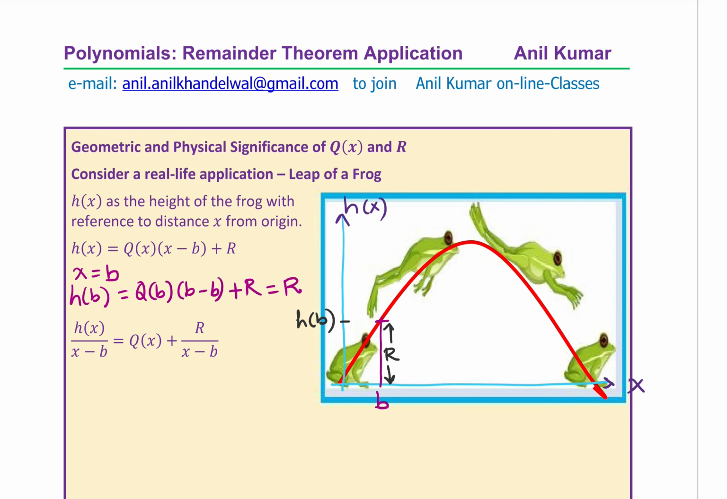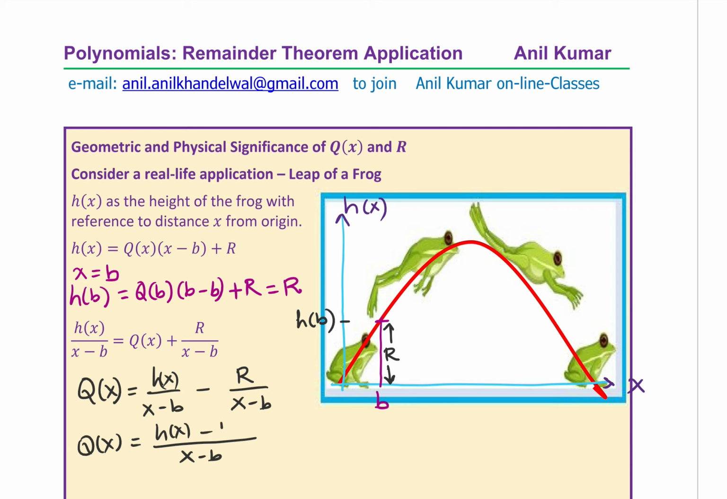Now, let's rearrange this to get what q of x is. So q of x in this case can be written as h of x over x minus b minus r over x minus b, correct? So I could write q of x as equal to, with x minus b as the common denominator, h of x minus r over x minus b. Now, does that remind you of anything?